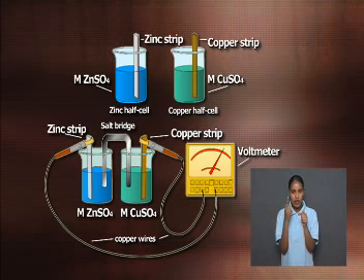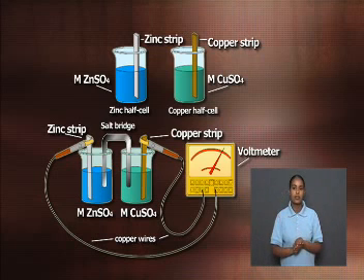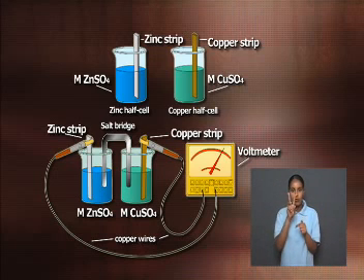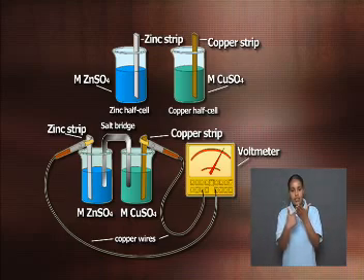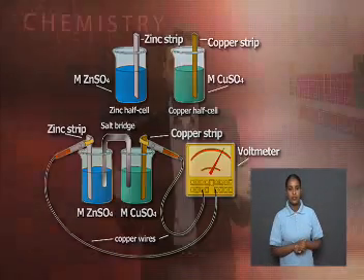Connect each strip of metal to a copper wire and connect the other end of each wire to the voltmeter. Connect the two half cells using the salt bridge. We can see the finished cell at the bottom of this image. The final step is to read the voltage and note the deflection of the voltmeter needle.